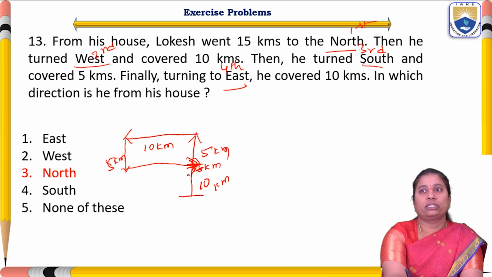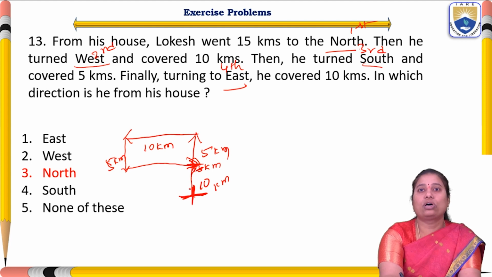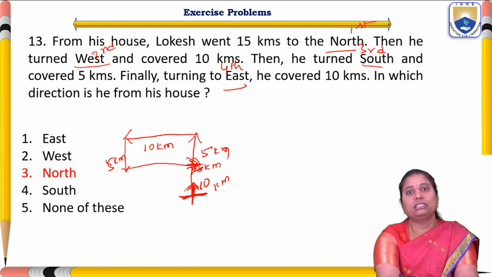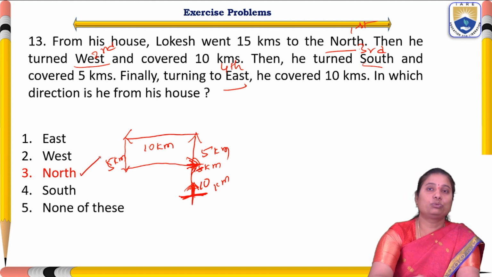In which direction is he from his house? This is the house, and from this house, as we have seen, he is in the north direction. From the house he is in the north direction because he is on this axis, right? So that's where the answer is north.